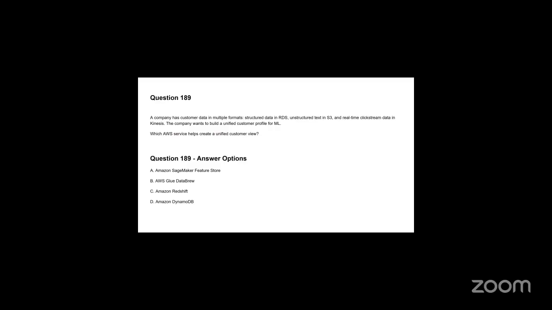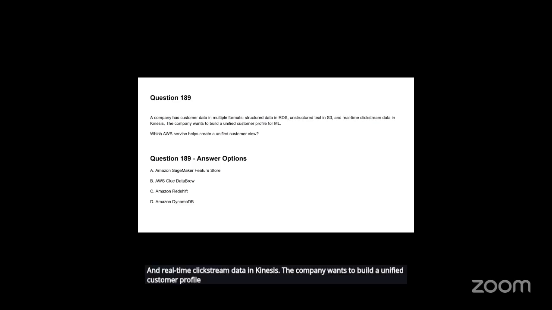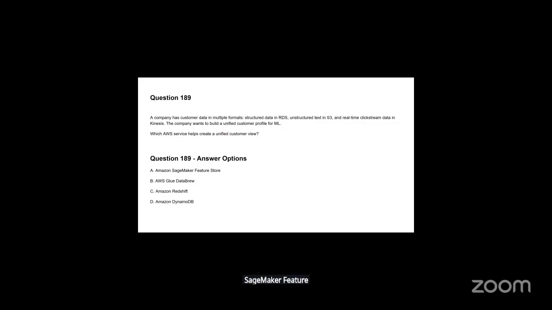189. The company has customer data in multiple formats. So structured data in RDS, unstructured text in S3, and real-time clickstream data in Kinesis. The company wants to build a unified customer profile for machine learning. Which AWS service helps create a unified customer view? SageMaker Feature Store, SageMaker Glue DataBrew, Amazon Redshift, or DynamoDB?